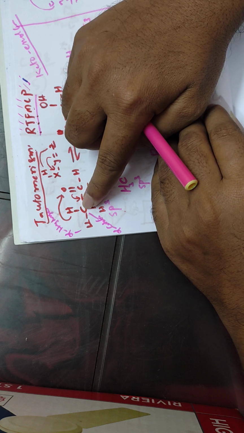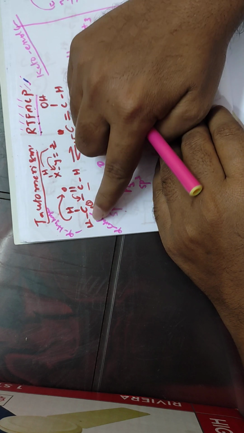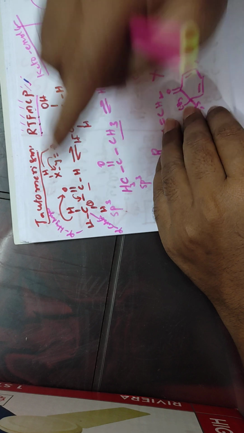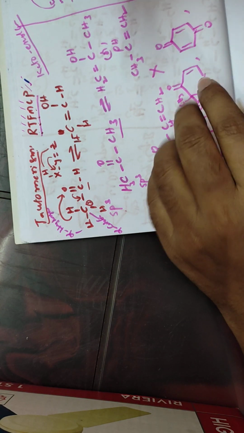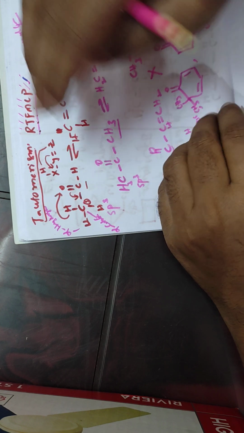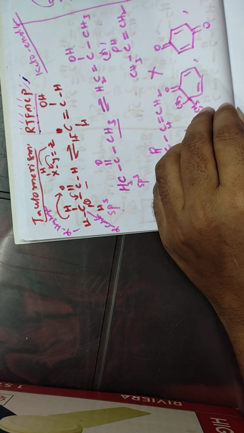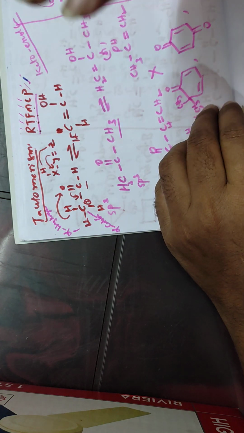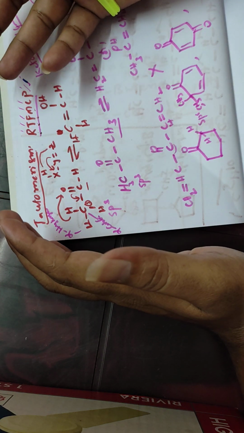Does it have hydrogens or not? Yes, it has hydrogens. So these hydrogens are called alpha hydrogens. So this compound has an sp3 alpha carbon, and it has alpha hydrogens also. Then it exhibits tautomerism.